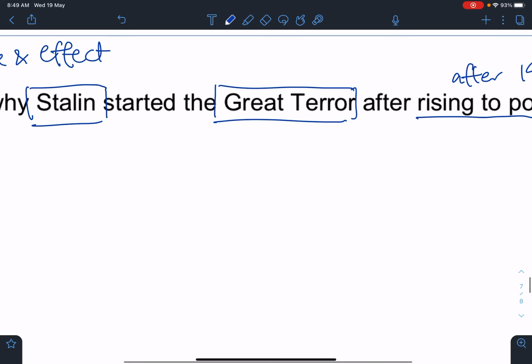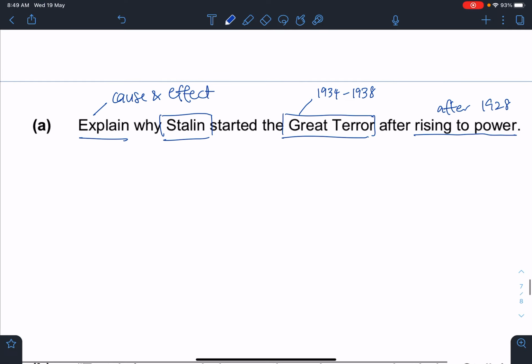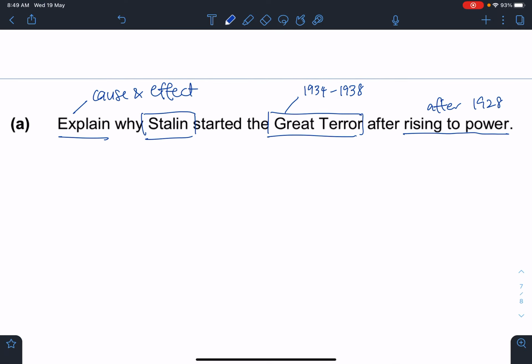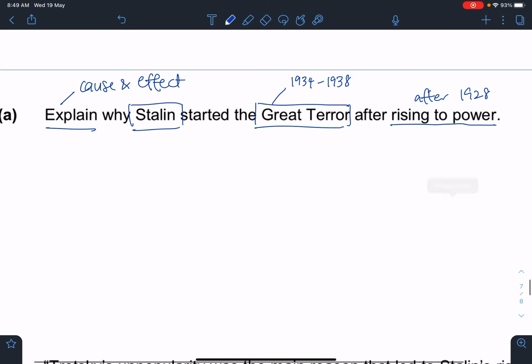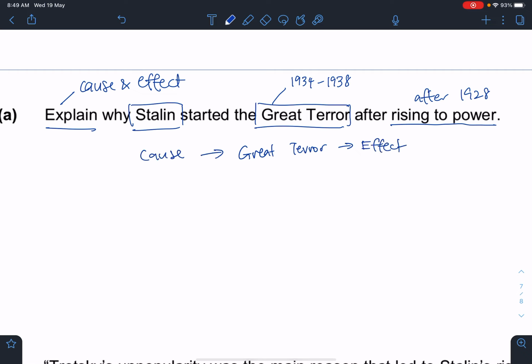But I also know this from Great Terror because I know Great Terror is 1934 to 1938, right? This is the Great Terror, okay? So now, explain why Stalin started the Great Terror. I cannot explain my cause and effect until I know what the Great Terror is, okay? This is a classic kind of question where they give you an event and you must explain from the effect. You can work out the cause. Why? Only if I know what the Great Terror did, then I can figure out why the Great Terror is there. Okay? So, what do I know about the Great Terror? What is the Great Terror?